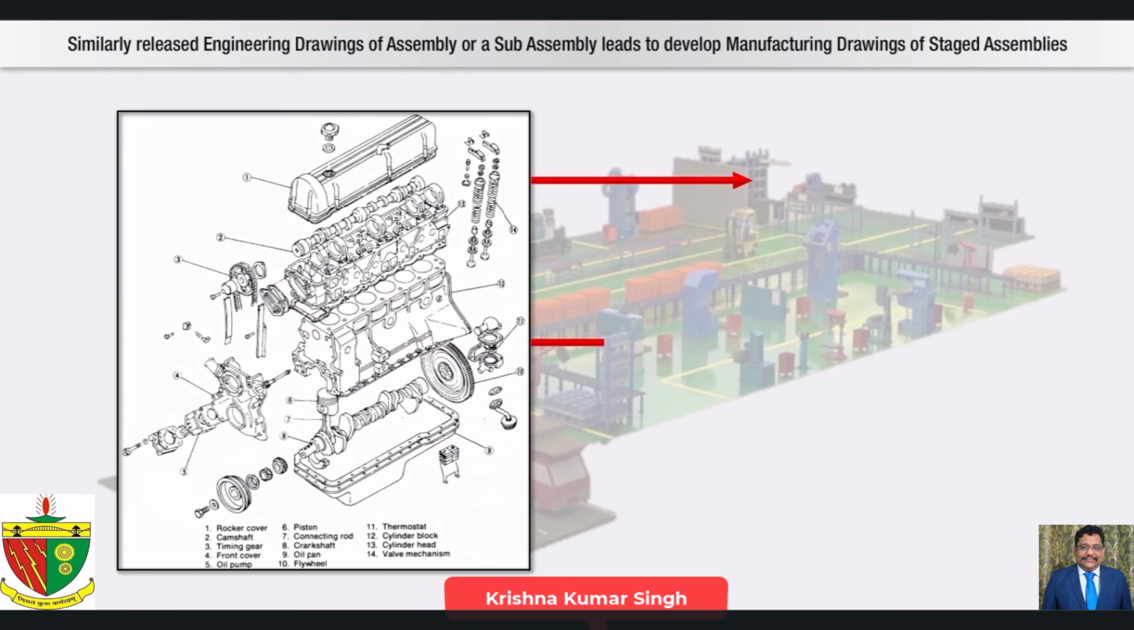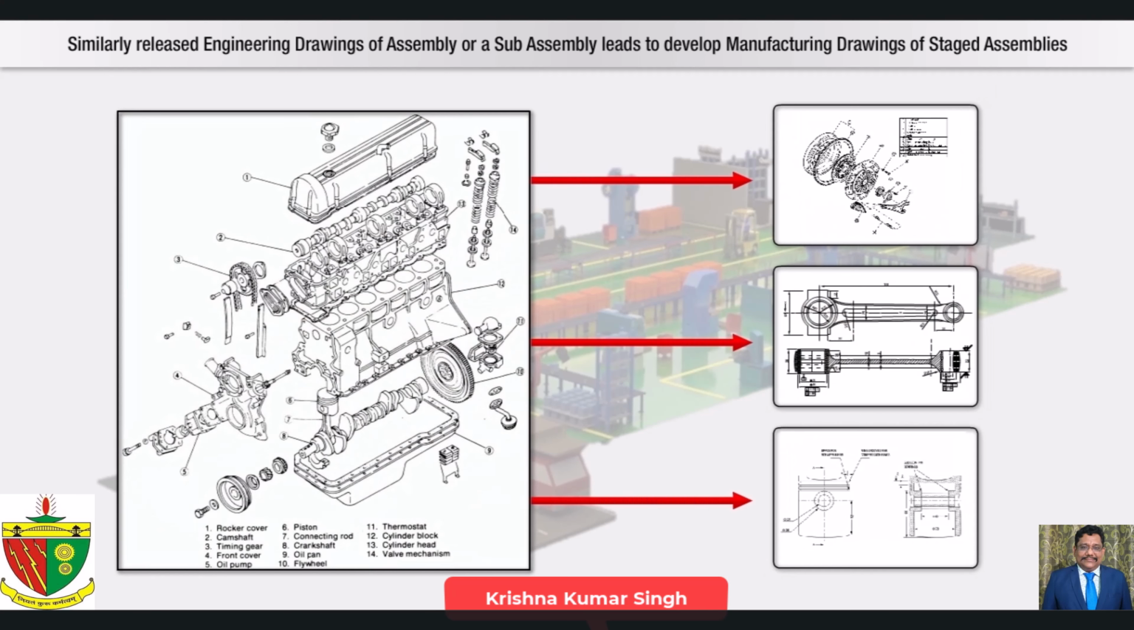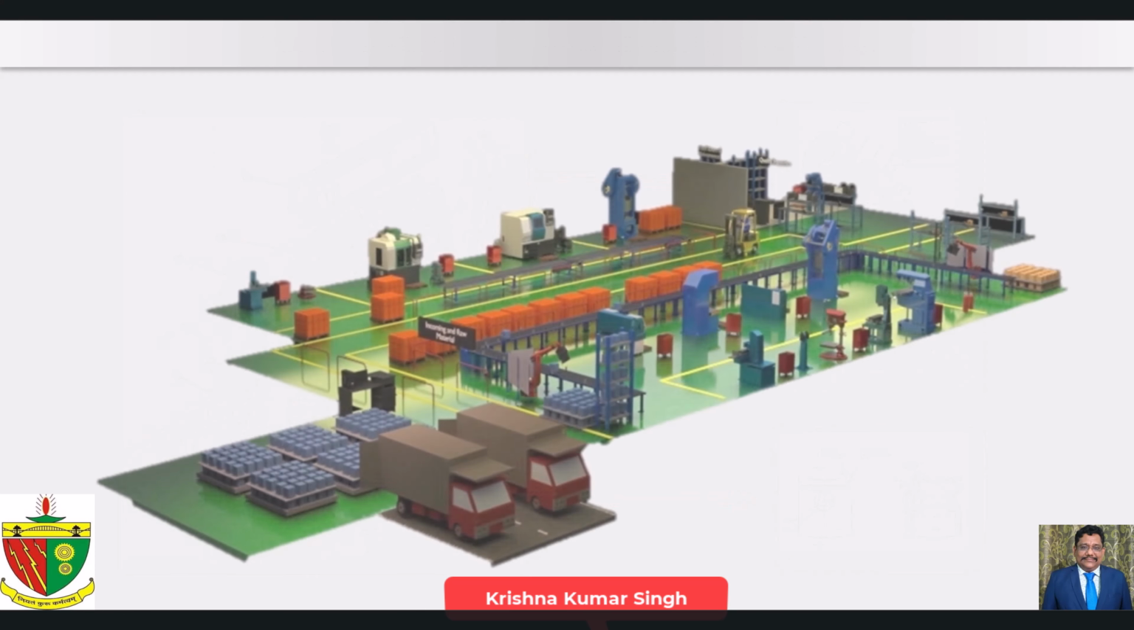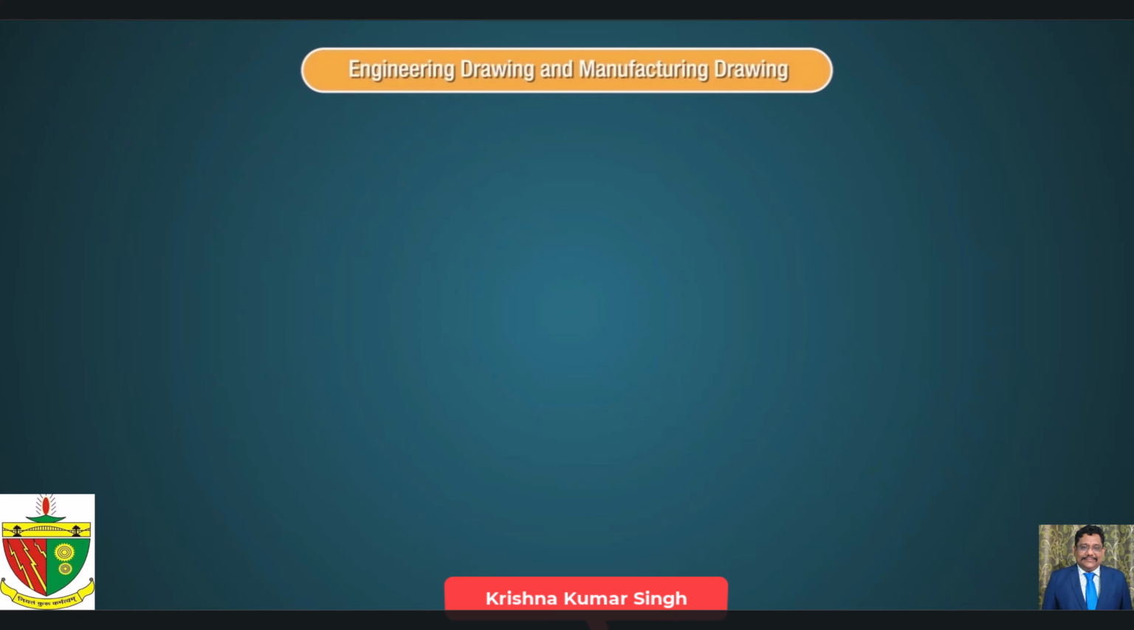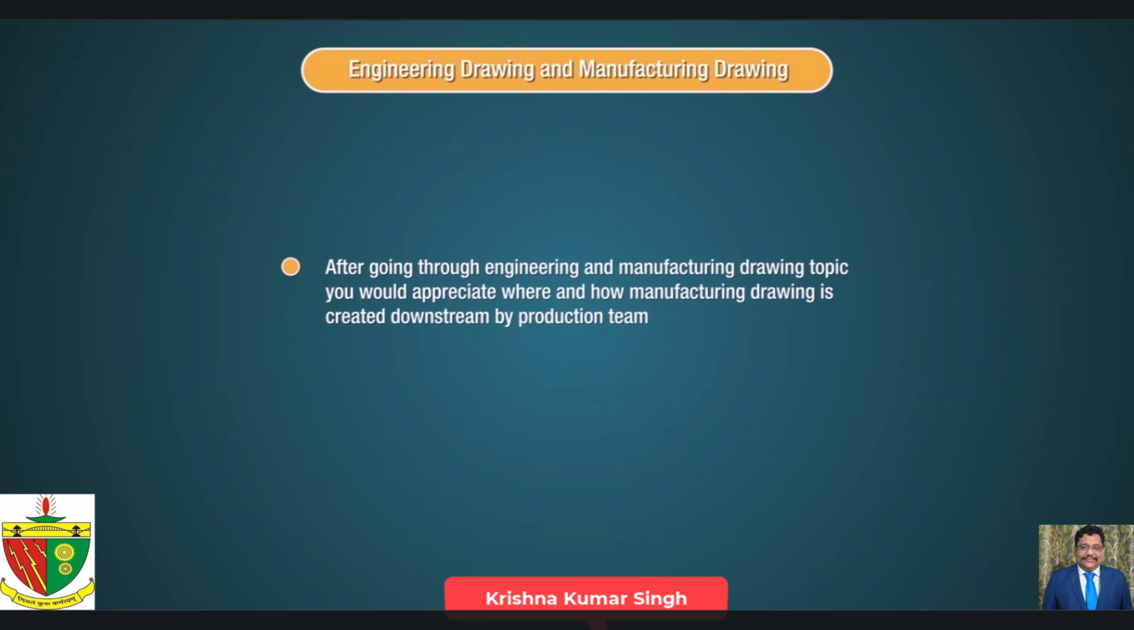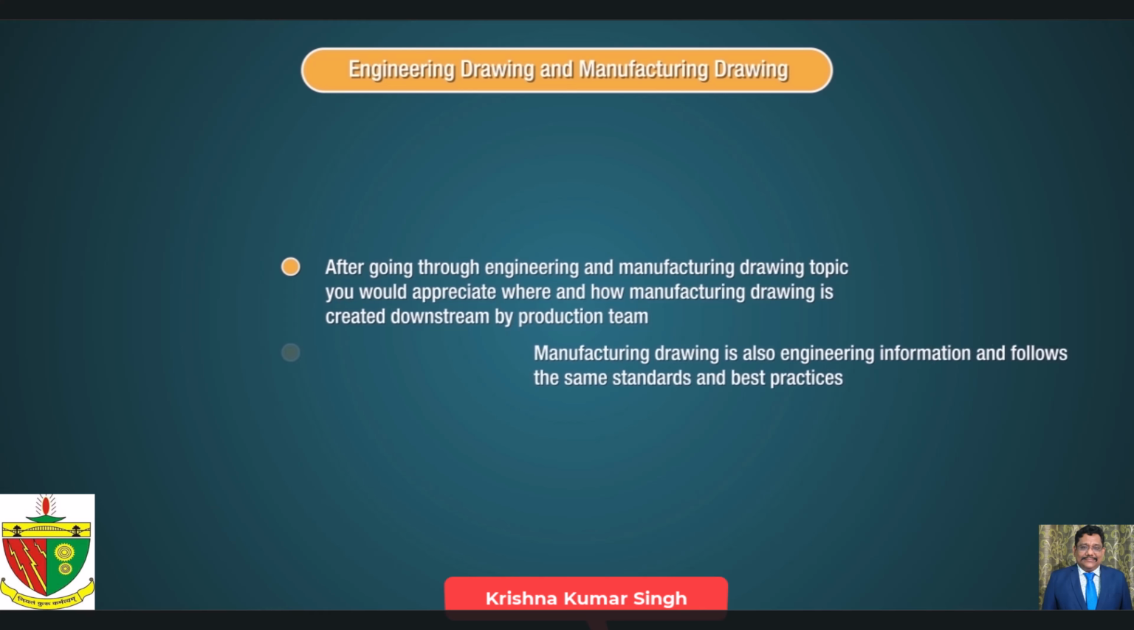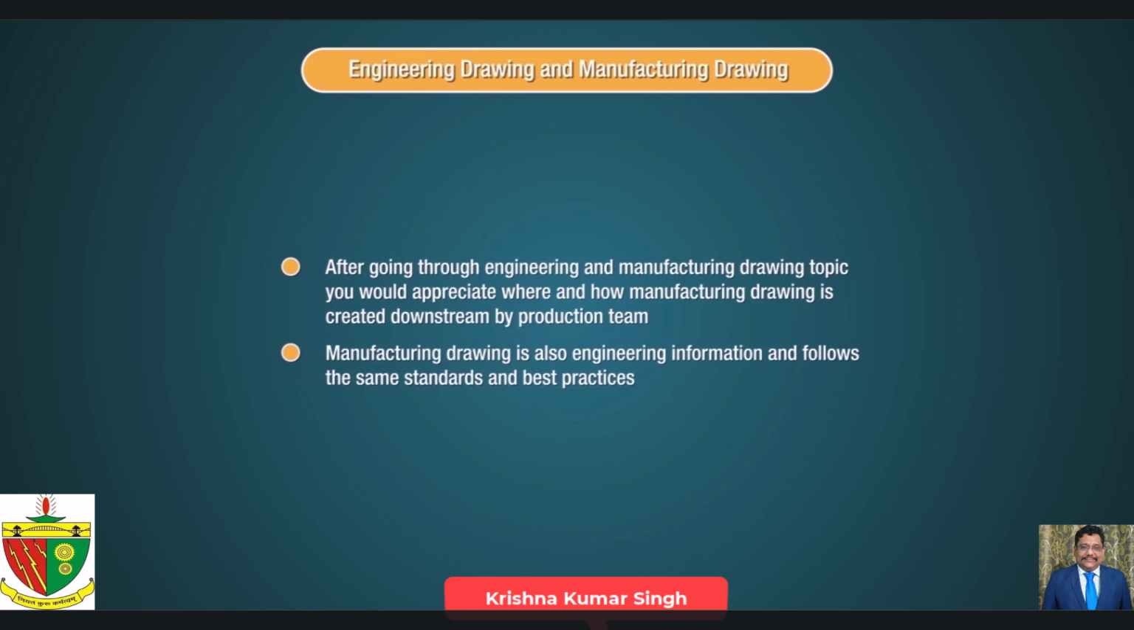Similarly, released engineering drawings of assembly or a subassembly lead to develop manufacturing drawings of staged assemblies or subassemblies to improve the ease as well as productivity of assembly process. Engineering drawing and manufacturing drawing. After going through engineering and manufacturing drawing topic, you would appreciate where and how manufacturing drawing is created downstream by production team. Manufacturing drawing is also engineering information and follows the same standard and best practices.